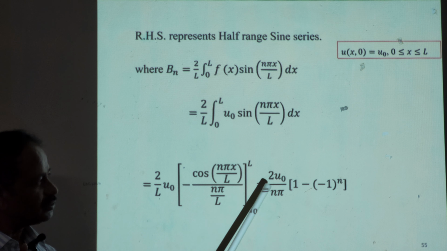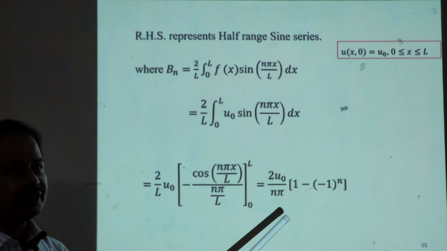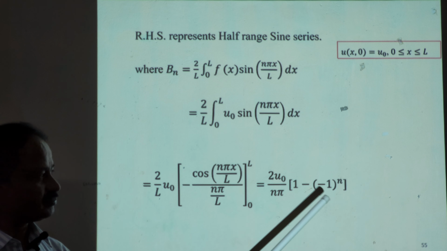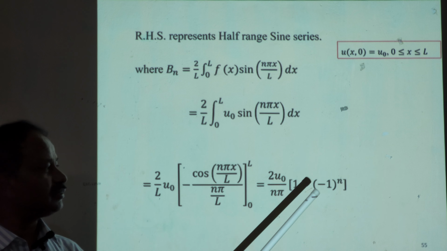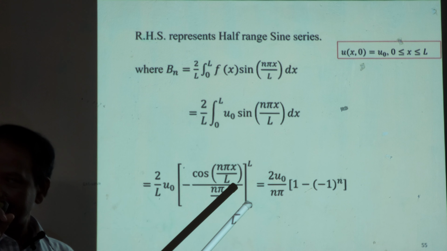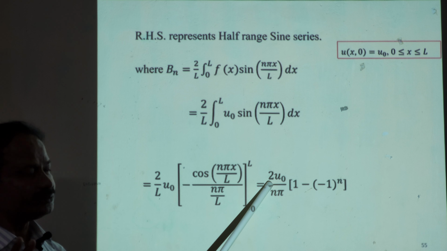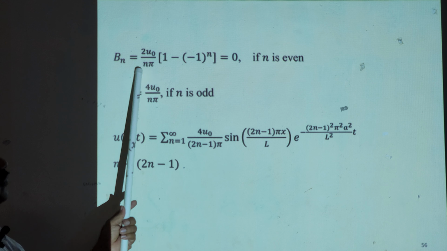As usual, the same argument: when n is even, this becomes 0. When n is odd, this becomes 2 times. Can you remember? Suppose n equal to 1, this becomes 1 minus minus 1, so 1 plus 1 is 2. So 2 times 2 will give us 4 u0 by n pi when n is odd. When n is even, for example n equal to 2, this becomes 1 minus 1 squared, which is plus 1, so 1 minus 1 is 0.